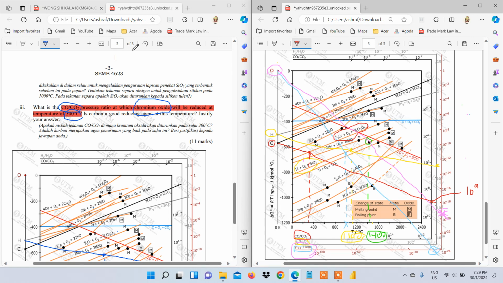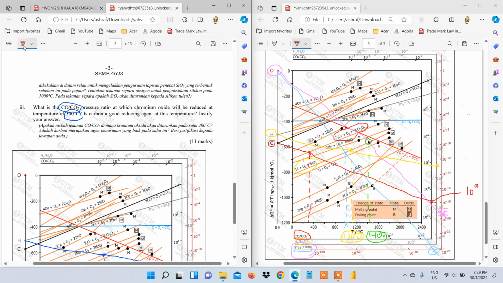And then they say it's the last one. The last one is whether carbon is a good reducing agent at this temperature, which they are referring to the temperature of 300 degrees Celsius from just now. Then they say carbon. The carbon is right here, and referring to the temperature of 300 degrees Celsius, it will be here.